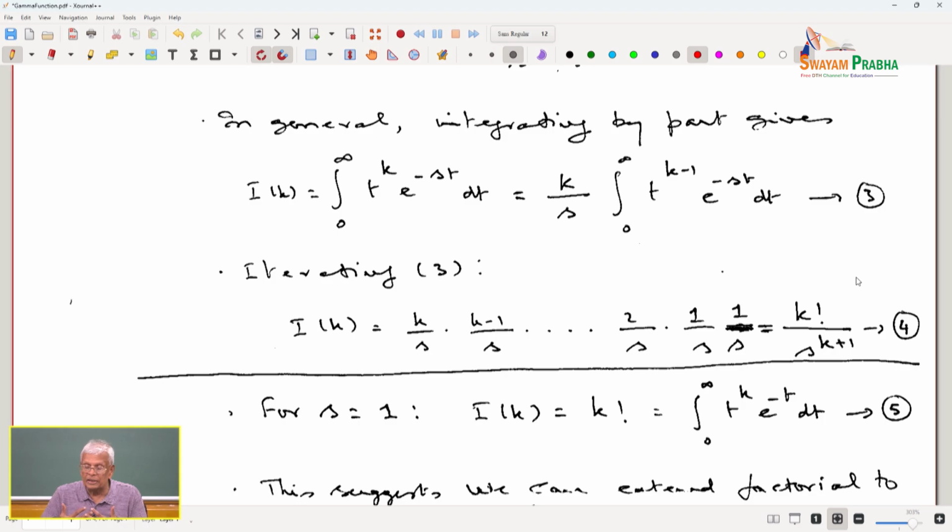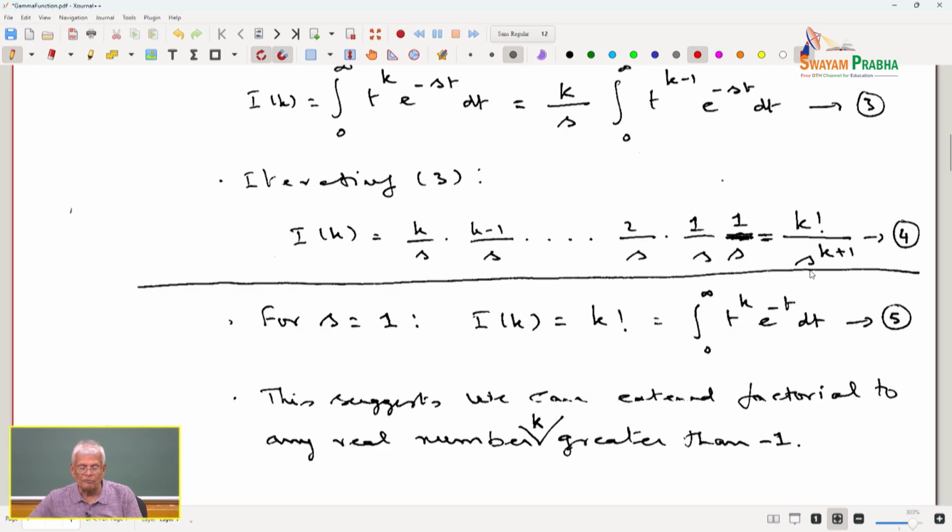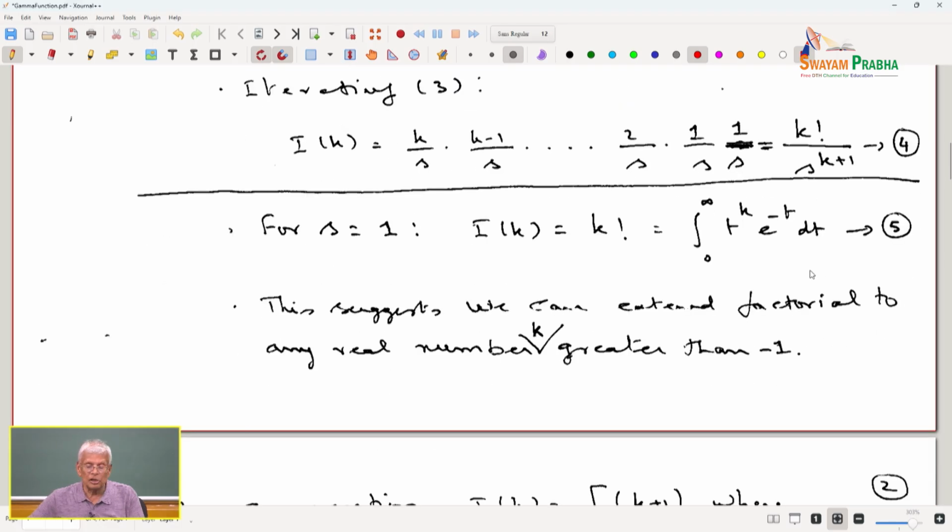I hope it is clear to all of you. So I integrated by parts once, integrated by parts twice. So iterative integration by parts is needed. I hope you recognize that. The first integration by parts gives rise to the factor k by s, then k minus 1 by s, then 2 by s, 1 by s, 1 by s, which is equal to factorial k by s to the power of k plus 1. Please verify this. That is something I would like you to do.